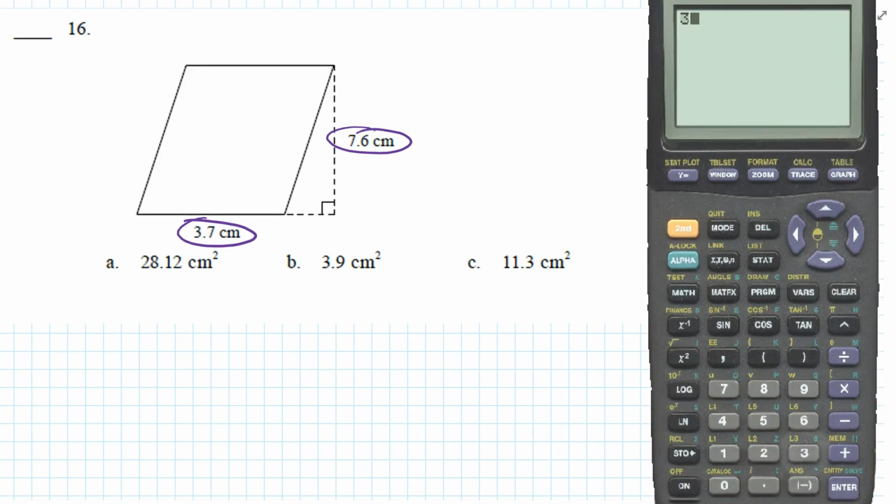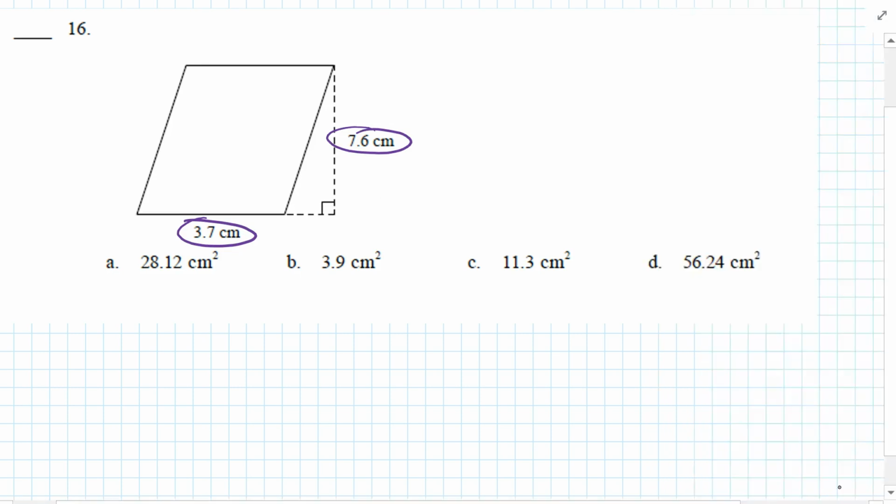It's just 3.7 times 7.6. It helps if you type it in right. 3.7 times 7.6. 28.12. Easy stuff. Answer's A.